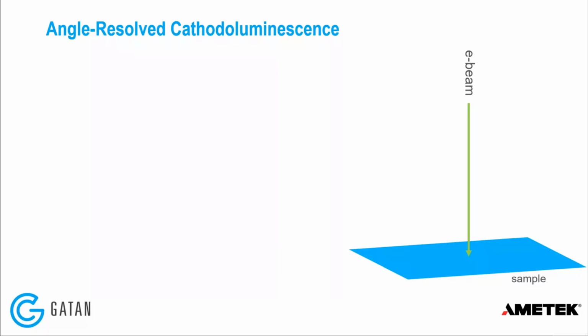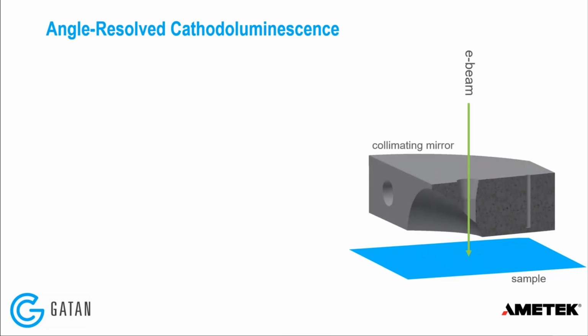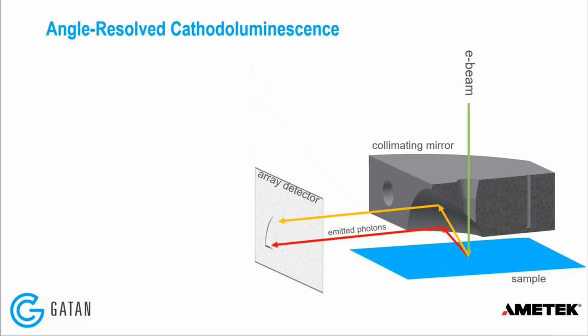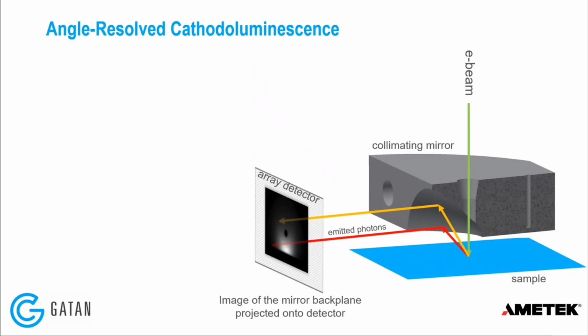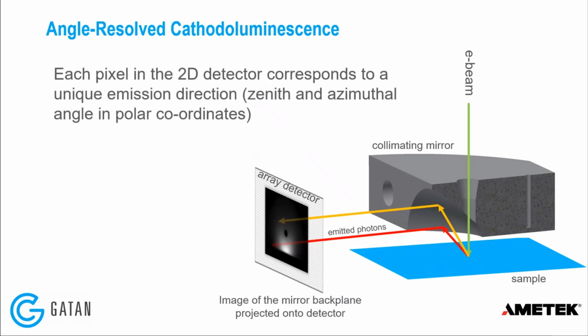So to give you a little bit of background, angle-resolved cathodoluminescence is a method that allows you to determine the emission pattern of the light emitted from a specimen. And the way that we do that is that we use a collimating mirror, so an off-axis parabola, open on one side, and an array detector, so a pixelated detector like a camera. And the electron beam stimulates photons to be emitted from the sample, and those emitted photons are transferred to the array detector through some additional imaging optics. And so the image of the mirror backplane is projected onto this array detector. And each pixel in that 2D detector image corresponds to a unique emission direction. And we can think of this as the zenith and azimuthal angle in polar coordinates.